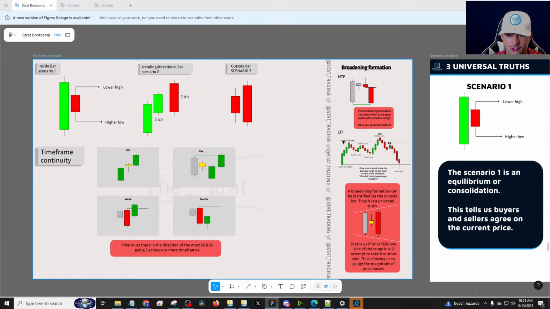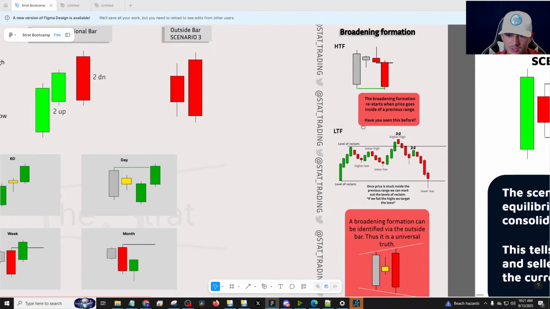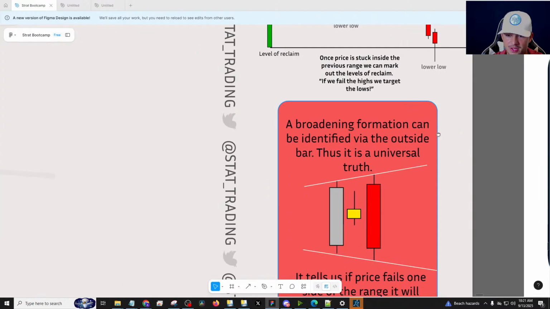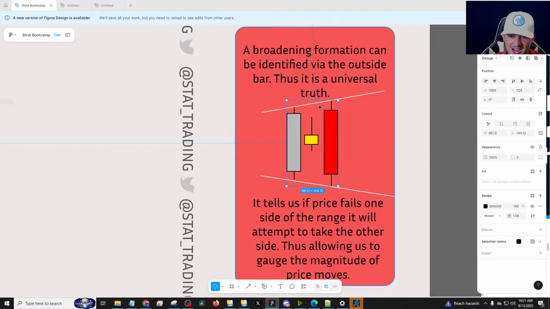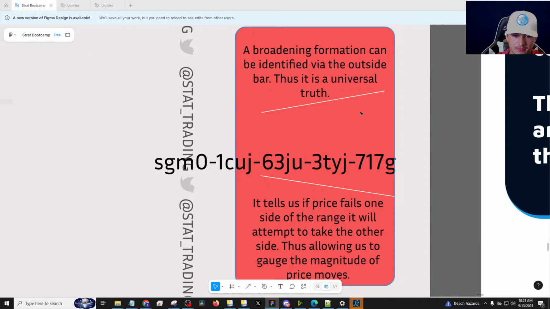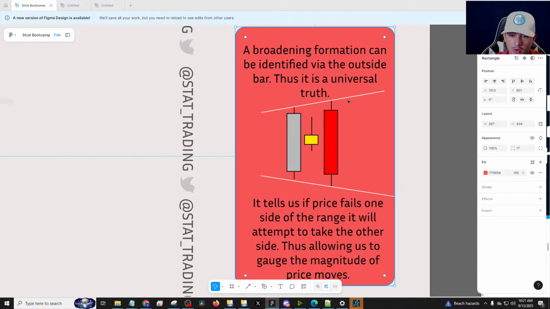And then we have the third universal truth, the broadening formation. So the broadening formation is told to us by the outside bar, or the scenario 3. So when we see a scenario 3, we can actually draw a broadening formation from that. We're going to take the low of the 3 and we're going to draw left. We're going to go up and left. We're going to take the high of the 3, and we're going to go and draw left from that. And we're going to go down and left. So you're going to see it's going to broaden.